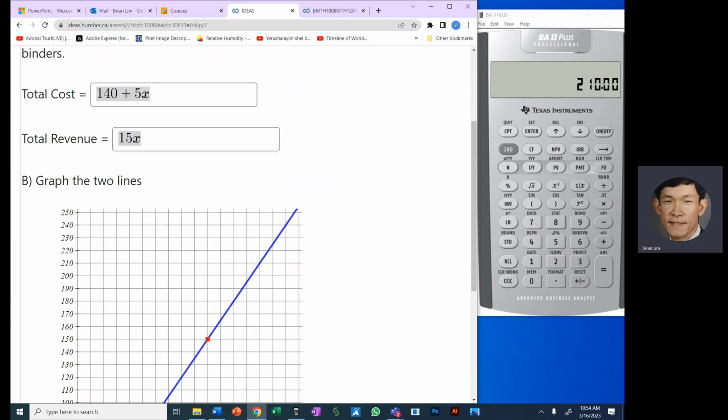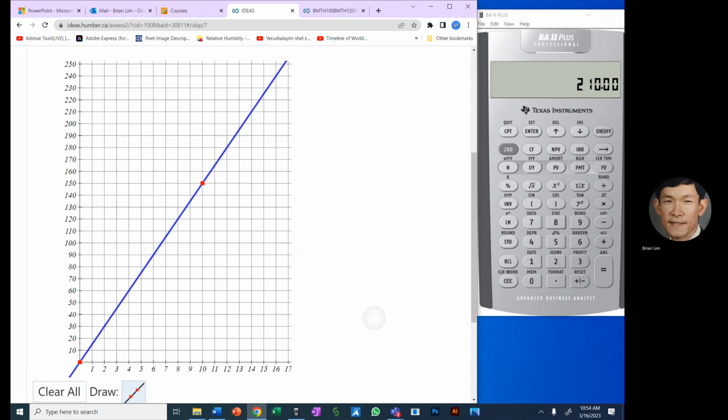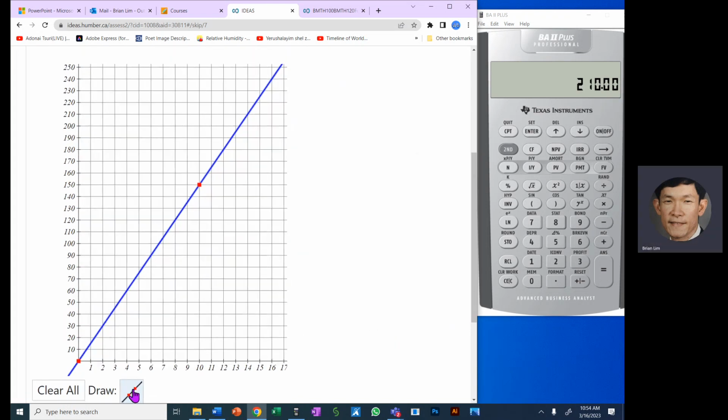So let's come back here. So if we come and we get the drawing tool, 0, 140, that's the first point. 10 is down here, remember? And 190 is up here somewhere. So 10 and 190, that is the 10. Just be careful where you are. All right, so looks like we're correct.